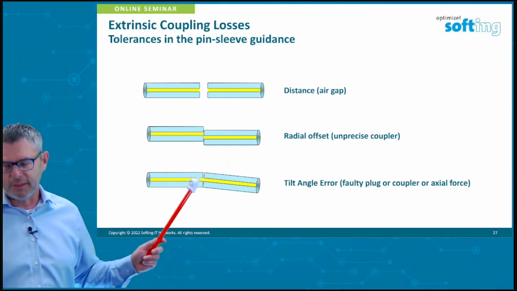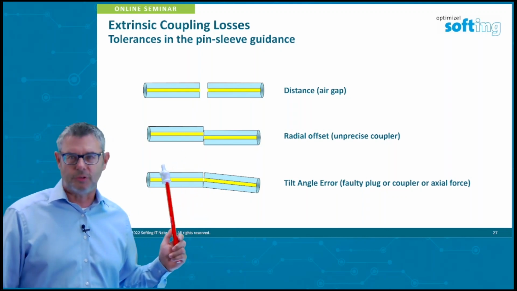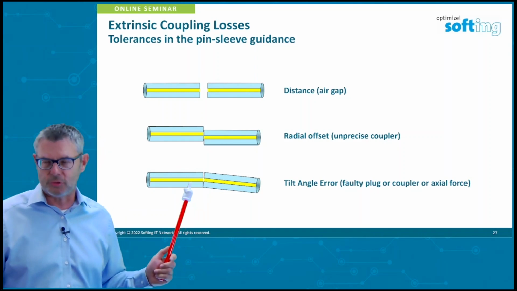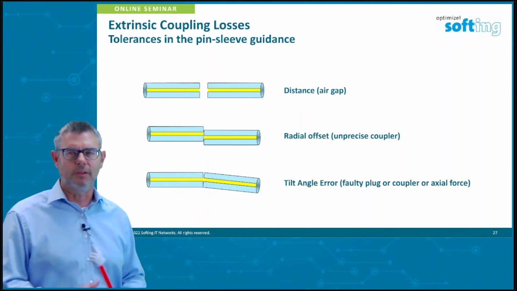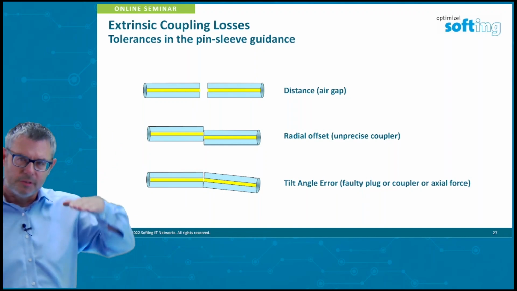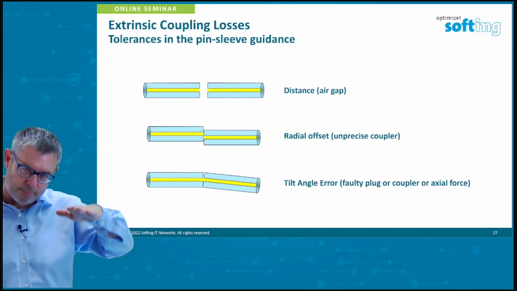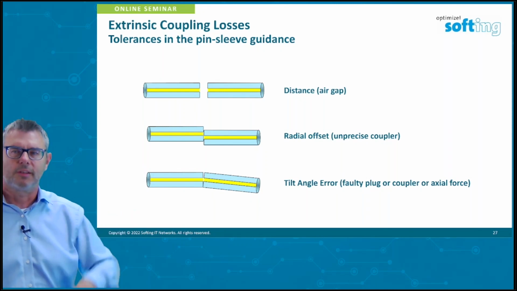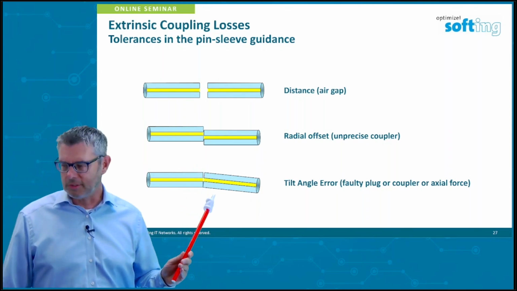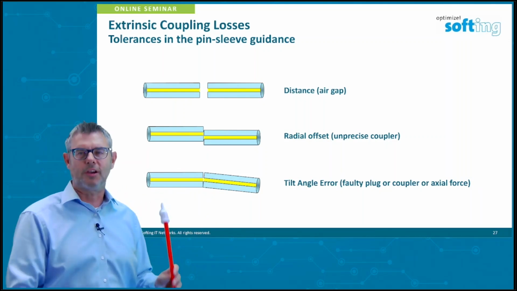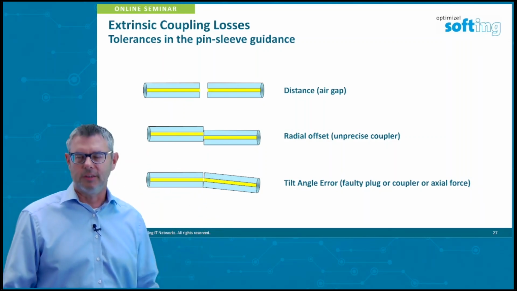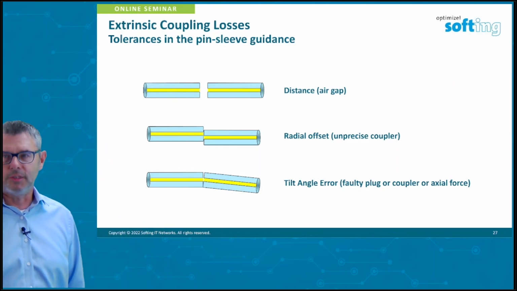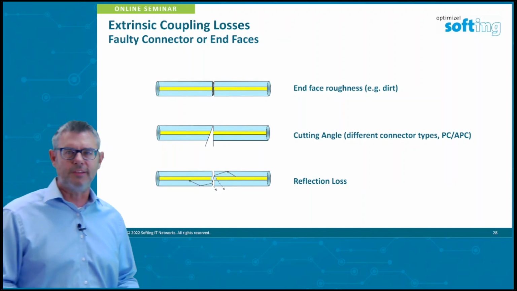Another thing is tilt angle error. This can be a faulty plug where something is mechanically wrong, or a coupler, or some actual force. Sometimes you see it when you open a rack that the fiber optic cables are very much under stress, and a lot of force is put on the fiber optic couplers or the connectors. This can lead to you not having a really straight pass through of the light, and this will definitely cause losses and reflections.